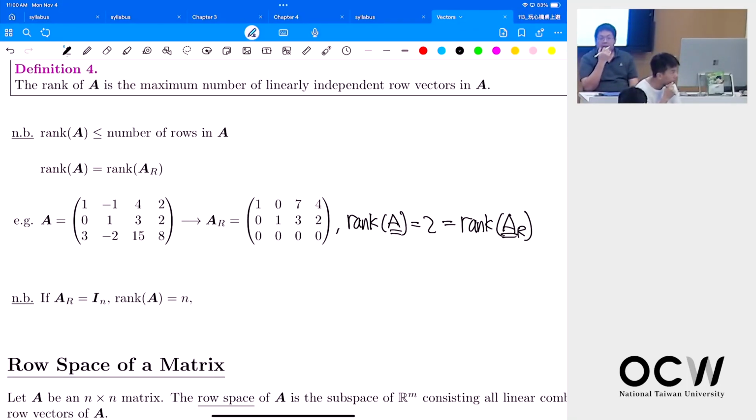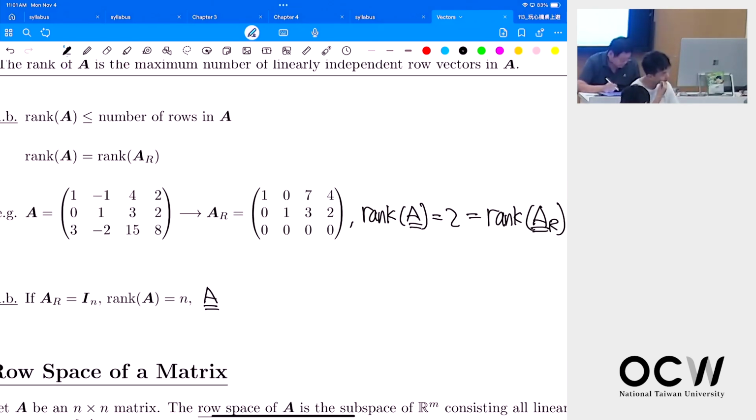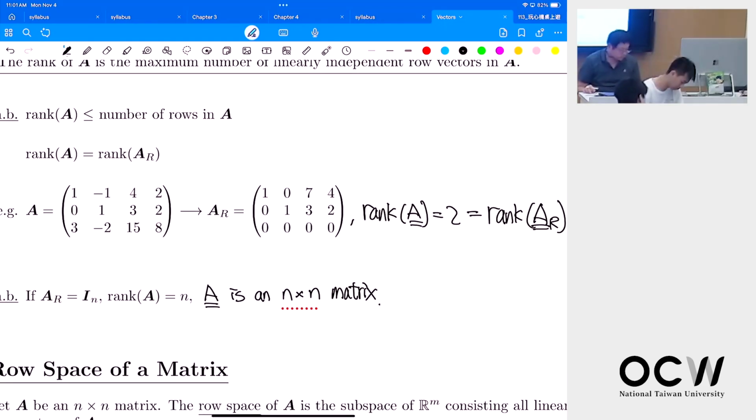Again, as I said, for the linear algebra, for topic 3, you need to also think more in class. Hopefully we are on the same page. Otherwise, you probably will be lost. Next, if the reduced matrix is an identity matrix n by n, then my rank is n. And of course, A is an n by n matrix. Okay.